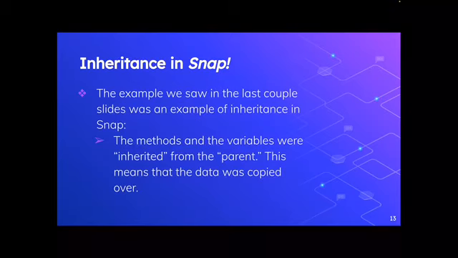To understand this in Snap, we already saw this, actually. We were able to create an animal, and then we were able to create a cat, and the cat inherited all the variables and methods from its parent. What this means is that everything was essentially copied from that parent to the child.